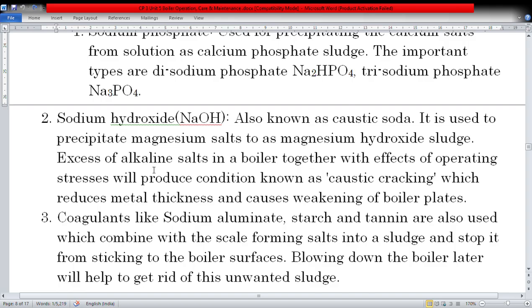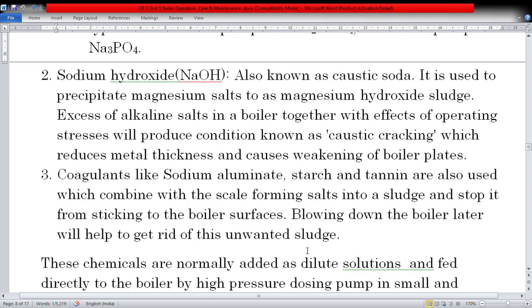Excess of alkaline salts in a boiler, together with the effects of operating stresses, will produce conditions known as caustic cracking, which reduces metal thickness and causes weakening of boiler plates. This is a very deadly situation. Coagulants like sodium aluminate, starch and tannin are also used, which combine with the scale forming salts into a sludge and stop it from sticking to the boiler surface. Blowing down the boiler later will help to get rid of the unwanted sludge.